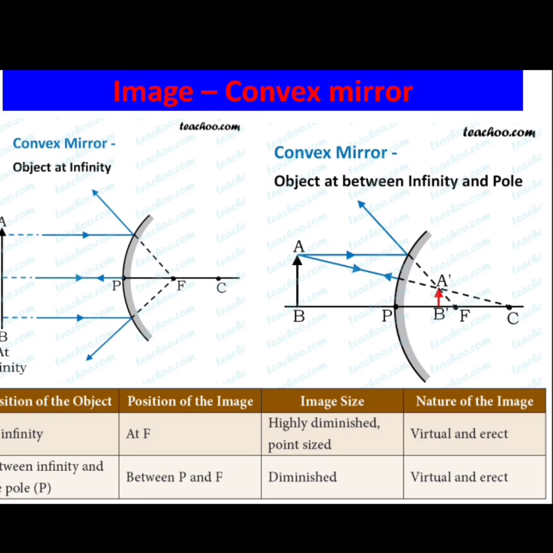See the second one. The object is placed between infinity and pole. We get the position of the image between P and F. It is marked in red color. The size of the image is diminished. You can see here A and B is given, isn't it, in a black mark. That is the object, and the red mark is given, that is the image. Nature of the image is virtual and erect.